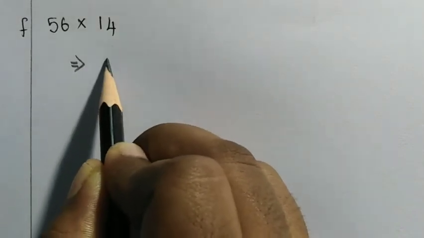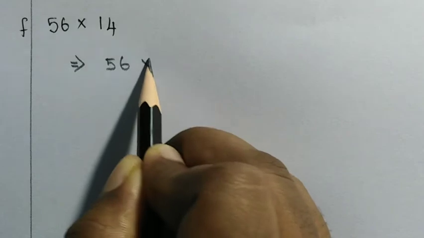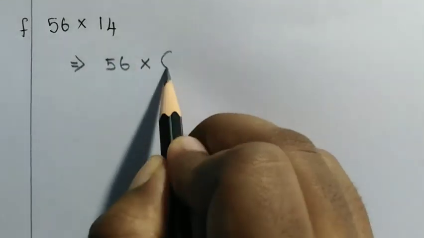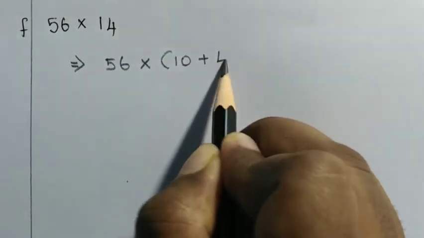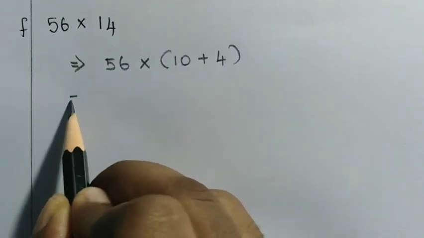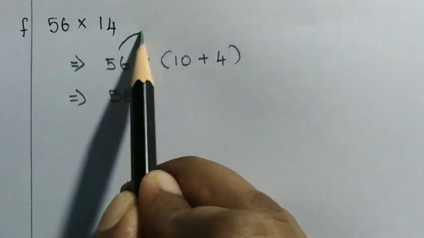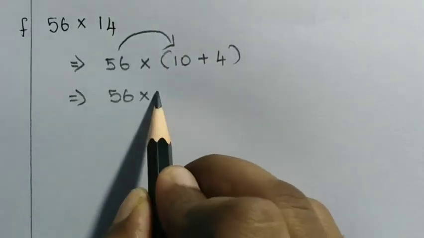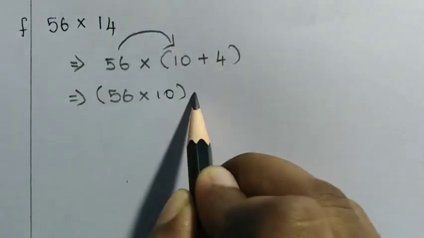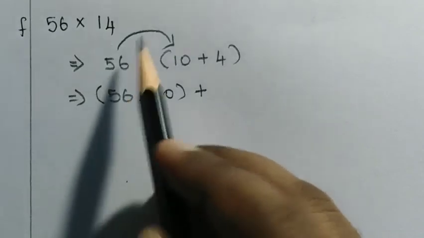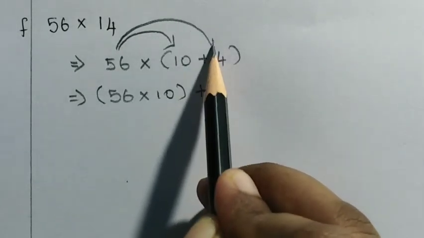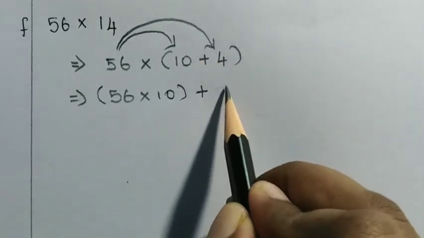56 into 14. So 14 will be written as 10 plus 4. Now 56 will be multiplied with 10 ones, and then we have to put the addition symbol, and now 56 will be multiplied with 4.